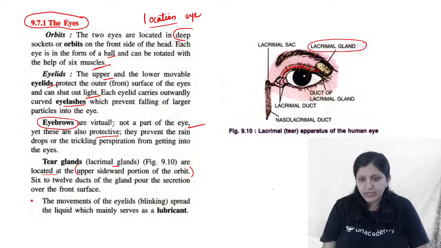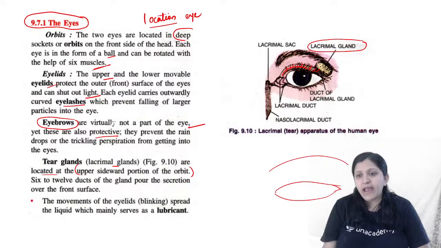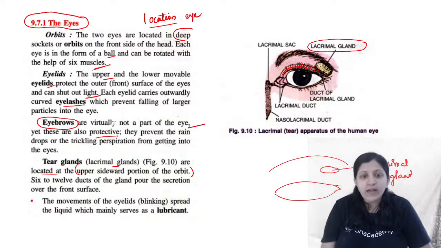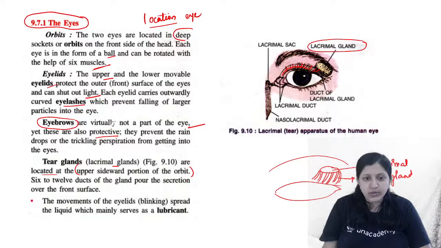Now let me just draw it here. Let's say this is the eye. Here the eyebrow is there, and you can find the location of the lacrimal gland. This one is the lacrimal gland, and how many ducts does it have? There are about 6 to 12, so let's draw 6 ducts over here: 1, 2, 3, 4, 5, and 6. Through these ducts itself the secretion of the tear is done.